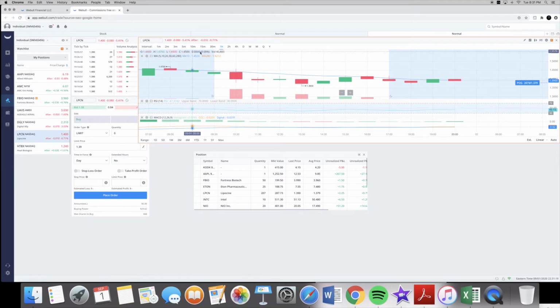All the way at the right in here, you can see the volume. That means the amount of shares that were going in and out during that time.